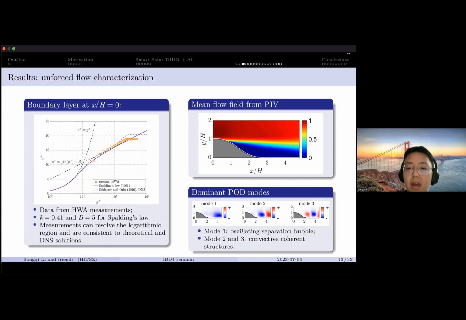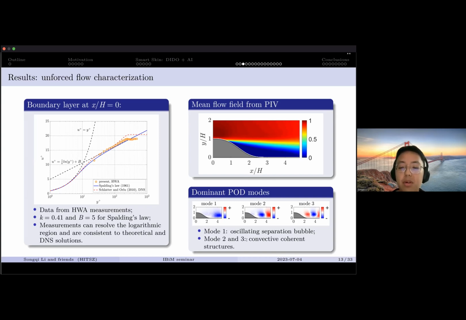And on the right, I show the PIV measurement results from the baseline case, which means no actuator is activated, and we can see the expansion of the shear layer and also the recirculation region at the bottom. We also did the POD, the proper orthogonal decomposition, based on the velocity snapshots. Mode 1 represents the flapping motion of this recirculation bubble, and this structure won't be convected downstream along the streamwise direction.